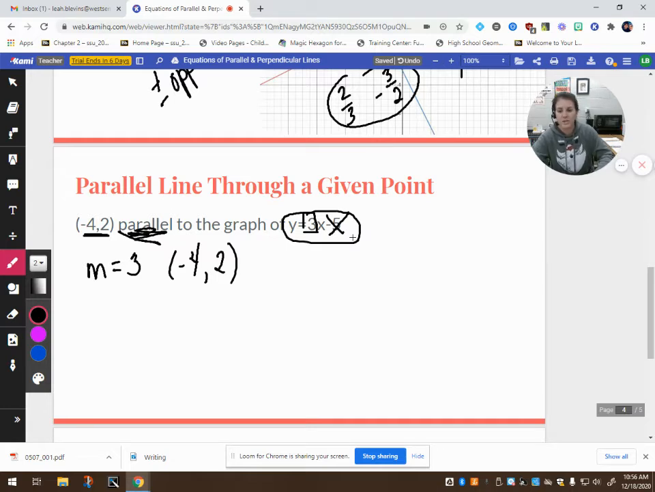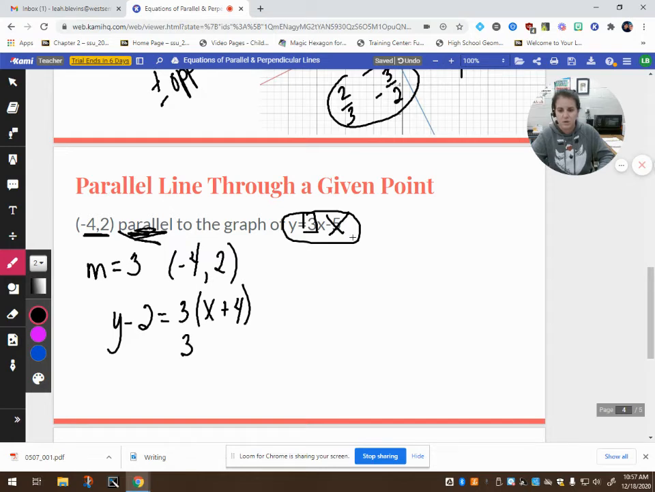So there's a couple different ways we can do this. We can plug in y minus the y coordinate. Makes sense to me since I have a point and I know the slope to plug it into point-slope formula. So that's exactly what I'm going to do. And then I'm just going to go ahead and simplify it into slope-intercept form.